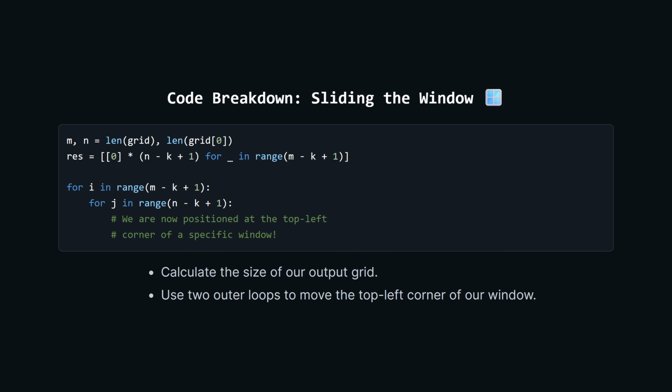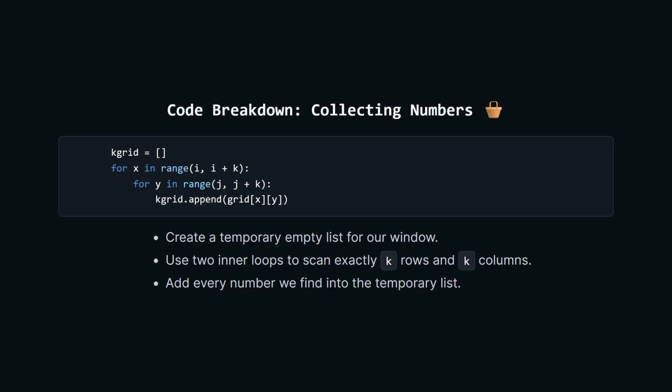Let's look at the first chunk. First, we figure out the dimensions of our main grid, and use that to create an empty result grid filled with zeros. Then, we have our two outer loops. These loops are responsible for sliding the top left corner of our window across every valid starting position in the grid. Once we have our top left corner pinned down by the outer loops, we create a temporary list to hold our numbers.